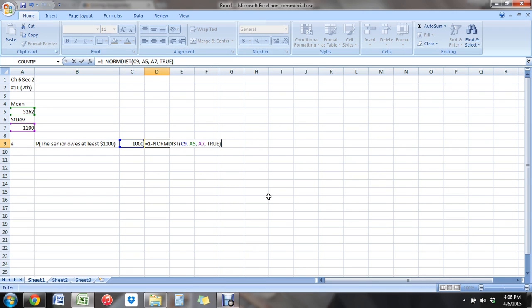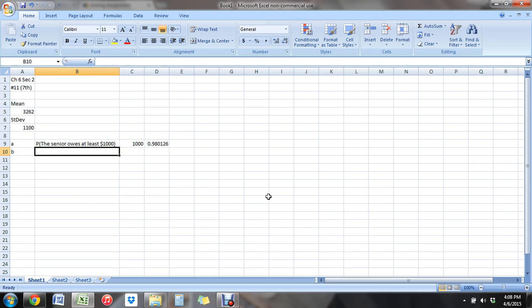That would be asking us for the probability that the senior owes exactly $1,000, and if we were wanting that, we would put false there. But we're wanting at least $1,000, so $1,000 or more, area to the right, so we are wanting a cumulative distribution here. And there we go. So our probability is about 98%.